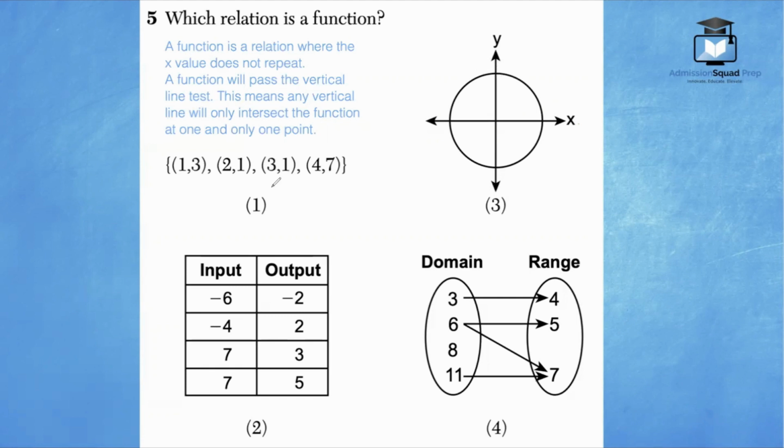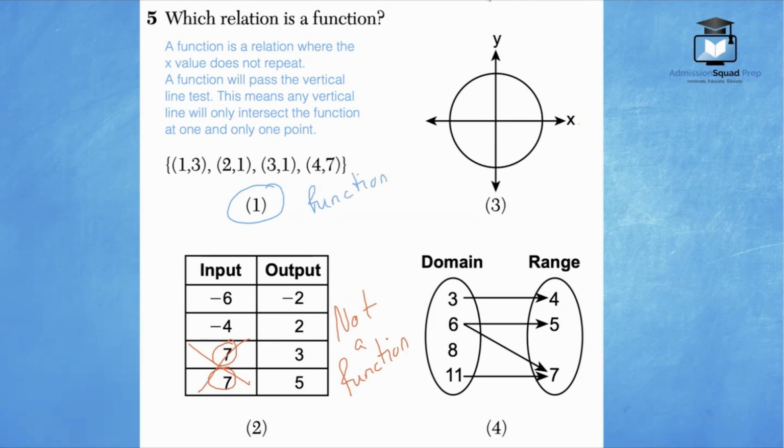For answer choice number 1, I'm going to examine our X values. We have 1, 2, 3, and 4. All X values are different. So this relation is a function. But let's still take a look at 2, 3, and 4, just to make sure that we do have our correct answer. Look at answer choice 2. Since the X values repeat, right? This 7 and 7 is repeating, it is not a function. Guys, remember, if X values repeat, not a function. If they do not repeat, function, okay? So answer choice 1 is definitely a function.